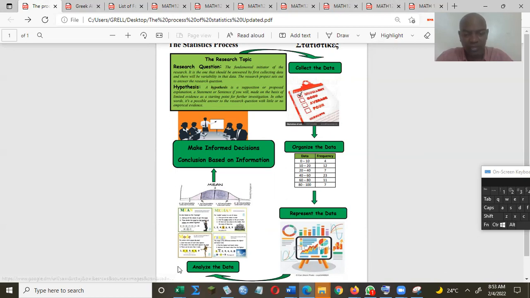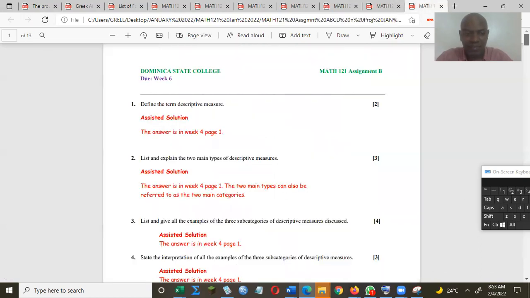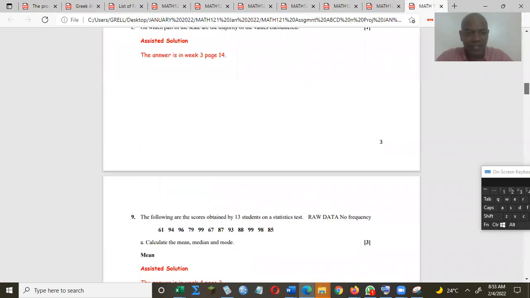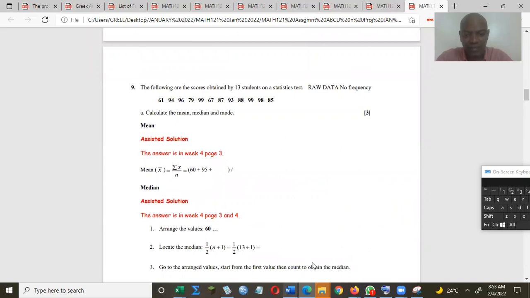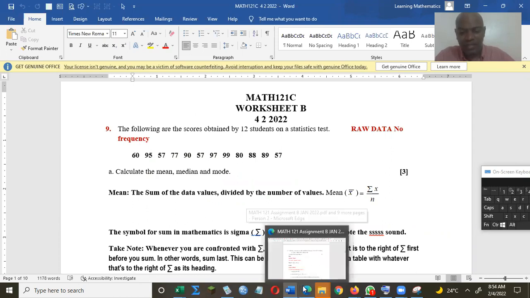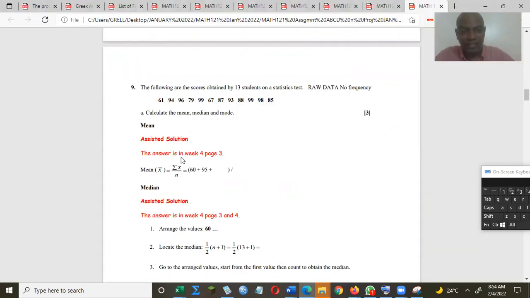So ensure that you have your calculators ready, and we are moving on to number 9, because that's where the calculations normally take place, from number 9 to number 10, and we are going to use the worksheet, and here are the values in the worksheet we're going to use. The following are the scores obtained by 12 students on the statistics test, raw data, frequency 60 to 57. Calculate the mean, median, and mode. So please get your calculators ready and the Word document version of assignment B, so that you can actively participate in this session.